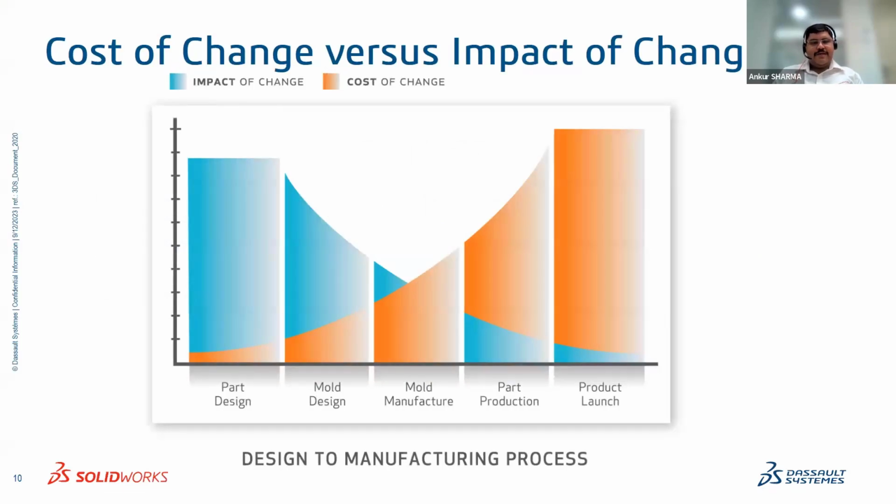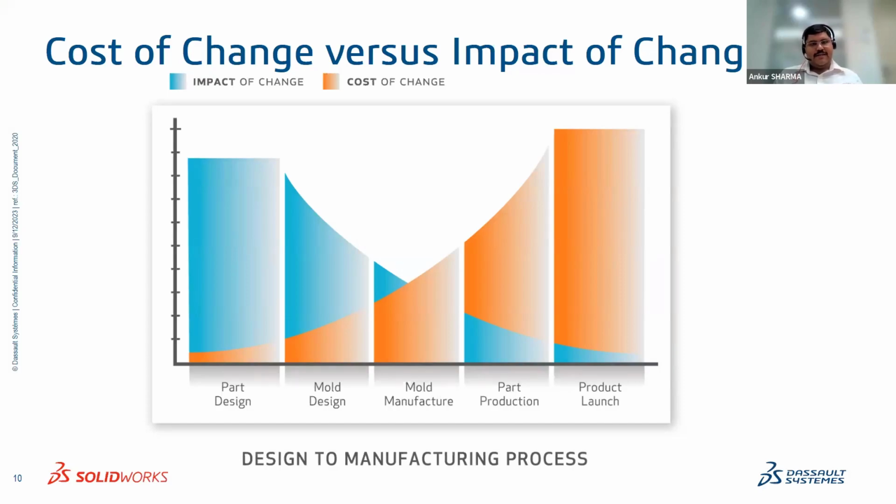This is a typical design to manufacturing process of a plastic part, and it starts with the part design, mold design, followed by mold manufacturing, part production, and product launch. So what you see on the blue side, the blue highlighted area, is where a small design change can make a big impact at the lowest possible cost. Whereas what you see in the orange is the cost of change. As is adequately evident from this graph, if you are able to identify and correct an error at an early stage, you could make a correction at a much lower cost with a higher impact.